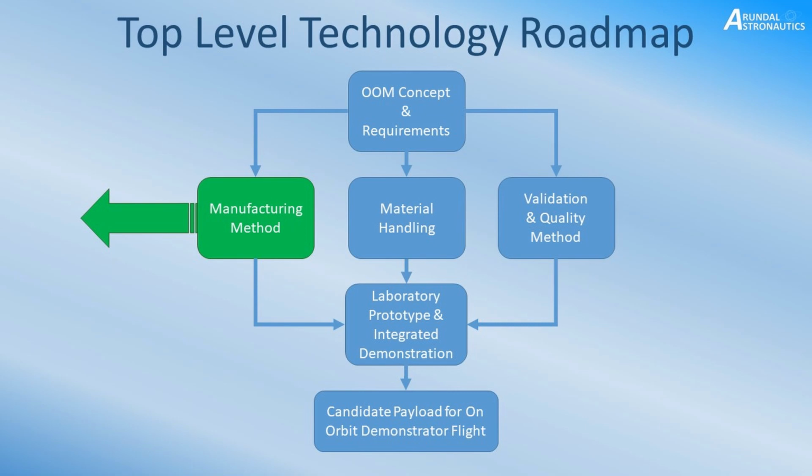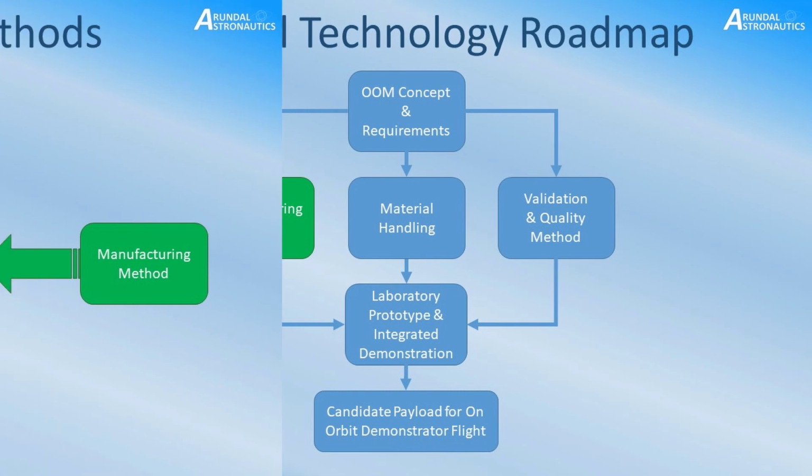On this slide, we can see how the manufacturing method fits into the larger technology roadmap. This roadmap diagram is covered and discussed more in the first video of the series, which is Introduction to On-Orbit Manufacture. For this video, let's take a sidestep now and explore some of the manufacturing methods that we could consider for on-orbit manufacture.